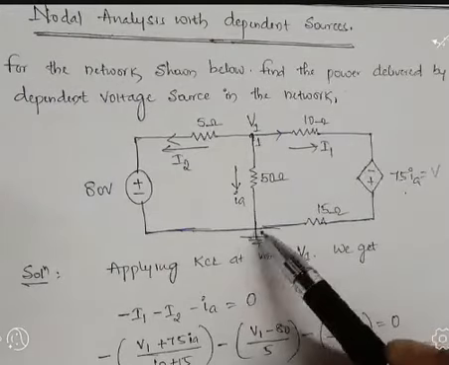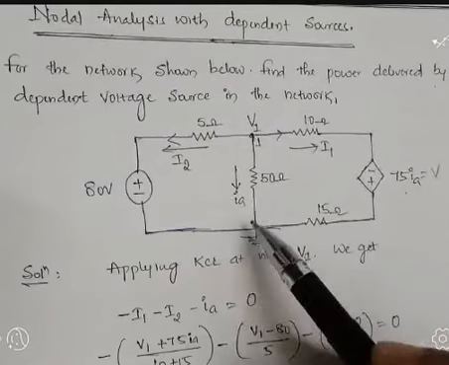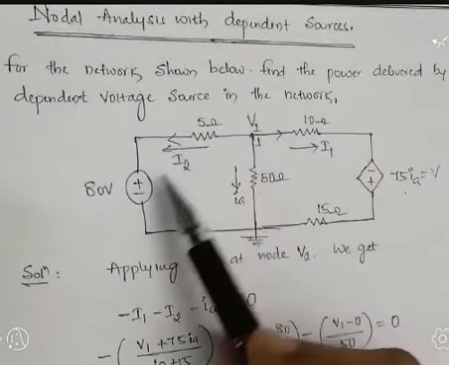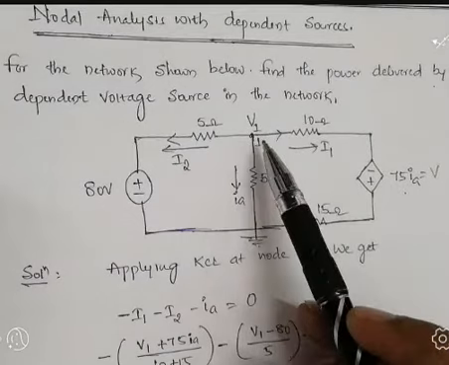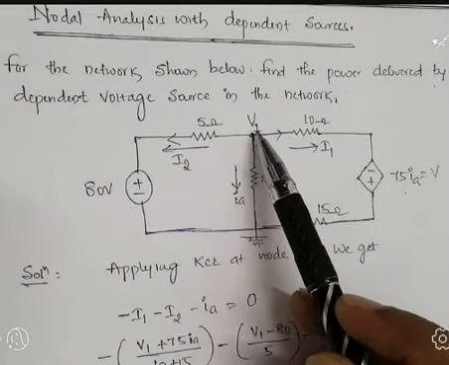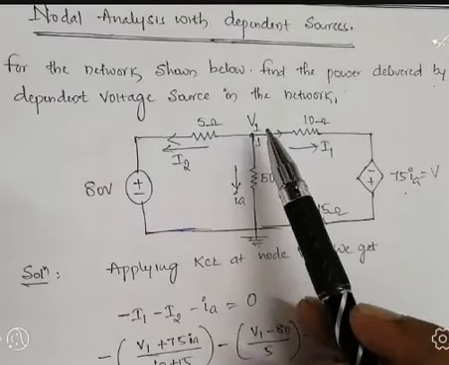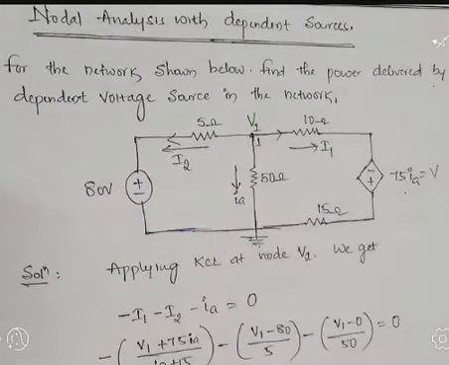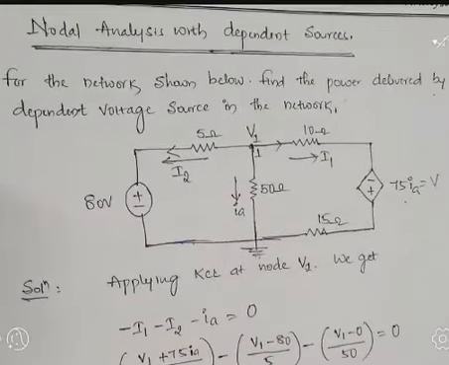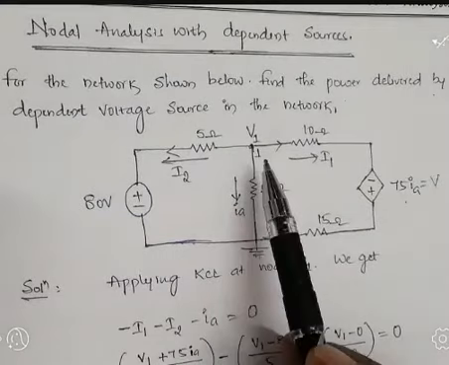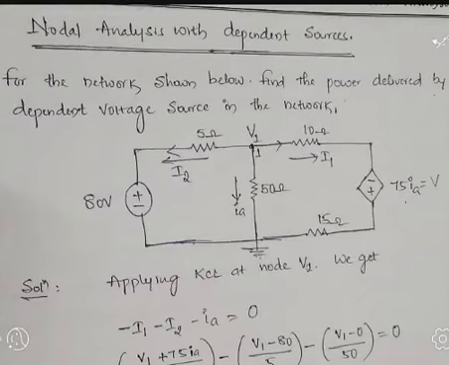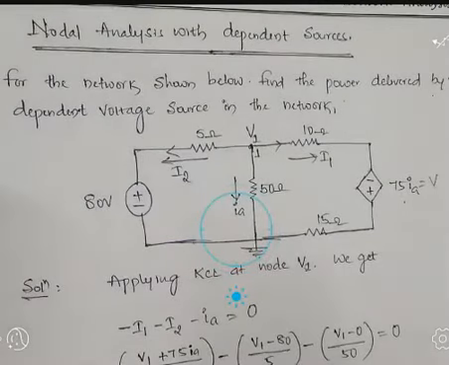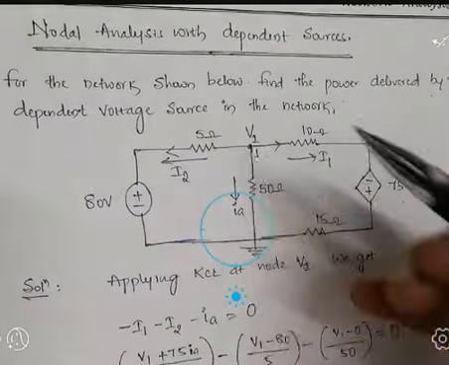Apart from this ground, how many nodes are present? This branch is connected to here and this branch is connected to here, so only one node is present, indicated by the notation V1. So using nodal analysis, if we are calculating any parameter, we must apply KCL, Kirchhoff's current law. First I will apply the KCL at node V1.